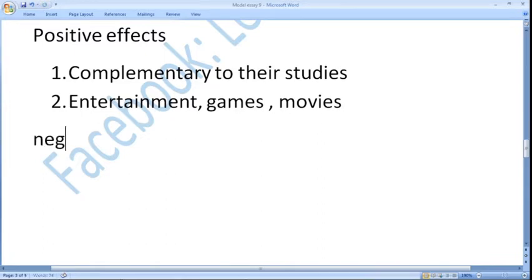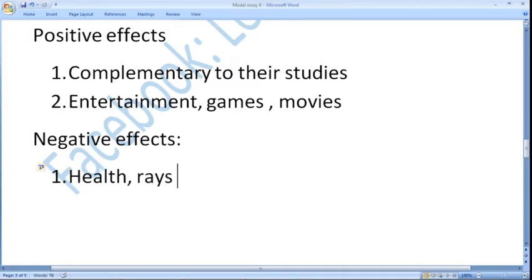So negative effects. Number one, I can say it is not good for their health if they use a computer for a long time, especially the rays of the screen are harmful for their eyes and their general health also. They become tired, so you can say something like that.